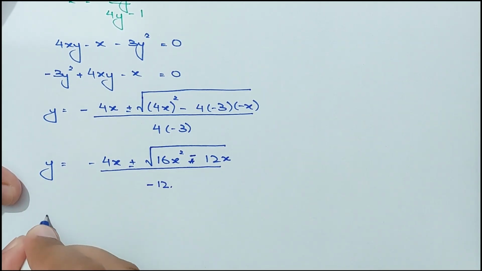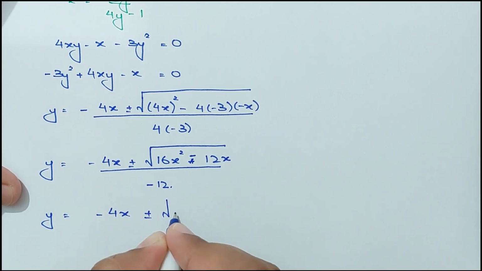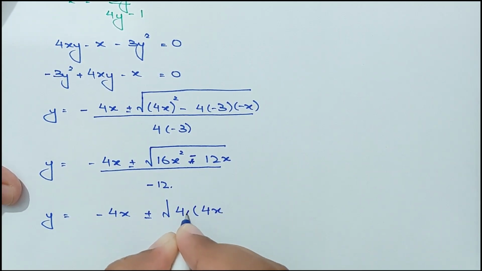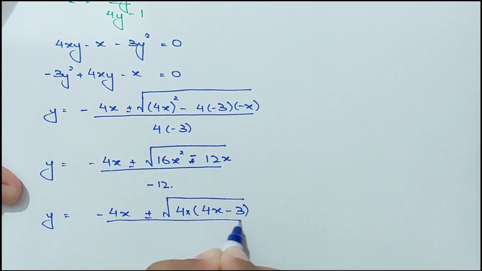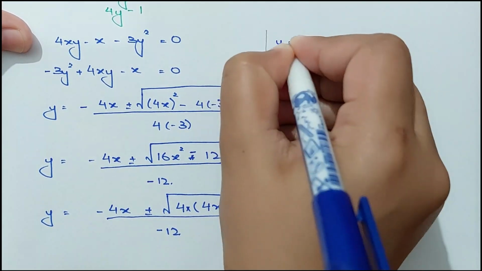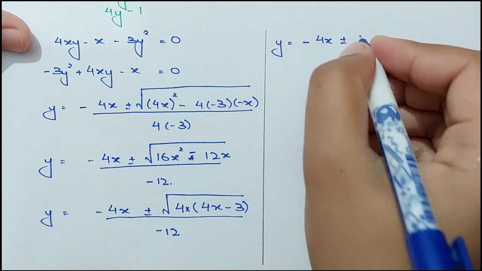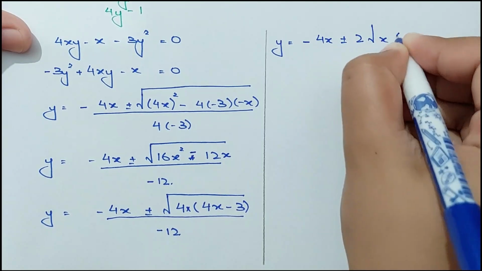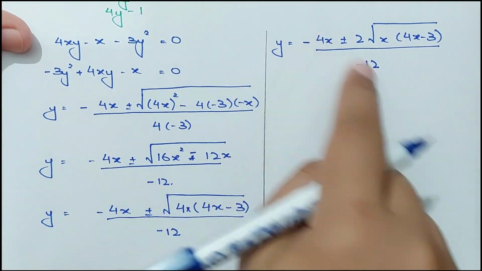All right. So y is equal to minus 4x plus or minus the square root. We can take 4 as common: 4 times 4 is 16x, and x is common, and 4 times 3 is 12. Okay, and divided by negative 12. For the simplification of y, which is f inverse of x, here y is equal to minus 4x, with 4x common. To first simplify, root 4 is 2, so 2 root x into 4x minus 3, divided by negative 12. Let me divide both terms by minus 12.